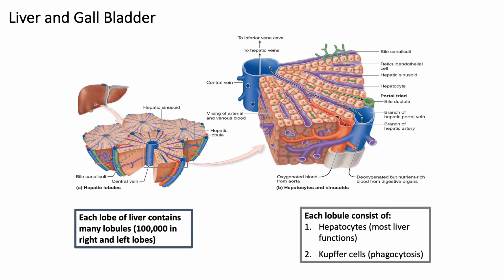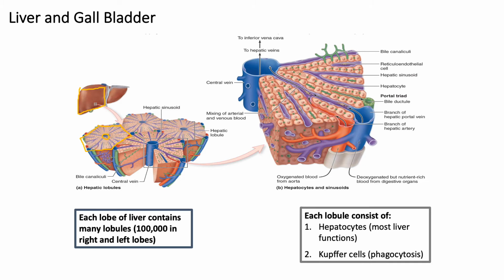Now, each lobe of the liver contains many different lobules. It's about 100,000 lobules in the right and left lobes. And lobules have this columnar hexagonal pattern to them. And that consists of hepatocytes, or liver cells, and vessels. And they're all oriented around a central vein.